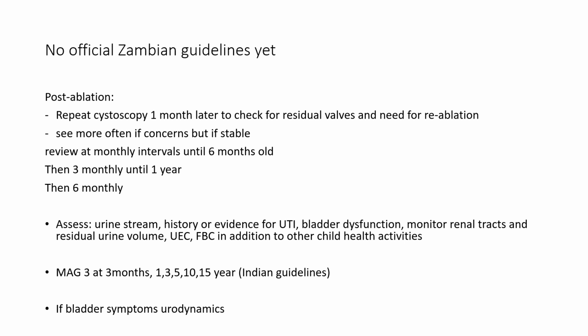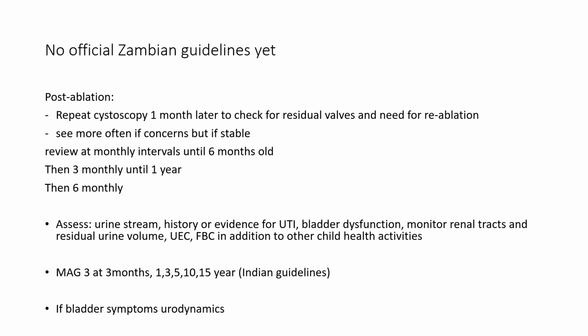And during these reviews, we get a history of how good the urine stream is, history or physical evidence of urinary tract infections as a way of preserving the upper tracts in terms of function. We monitor for development of bladder dysfunction. We do ultrasonography to measure the residual bladder volumes and the pelvic diameter to monitor the upper tracts. Obviously, we do U&Es, creatinine, and full blood count. And in addition, we make sure that the other child health activities are also taken care of, so your immunization and nutrition.